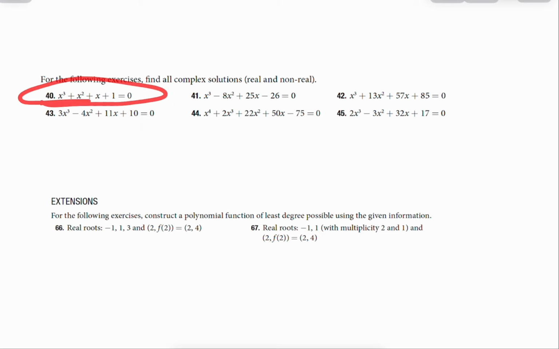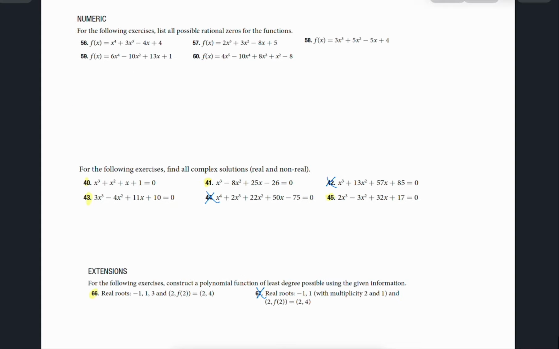So, that's the one where you would do plus or minus 1. Try to find all the factors. And then 66 and 67, we're only going to do 66. And here, let's cross out 42 and 44. So you have those 4 to do, and 66. And since you're just listing P's and Q's, you can do all of those ones. So that is your 5.5C homework.